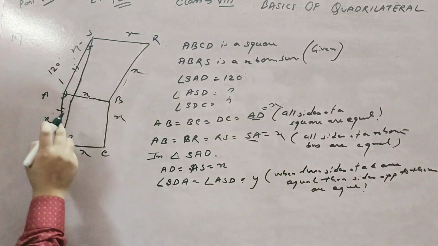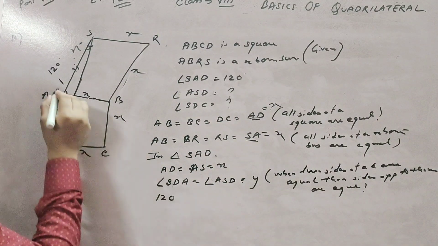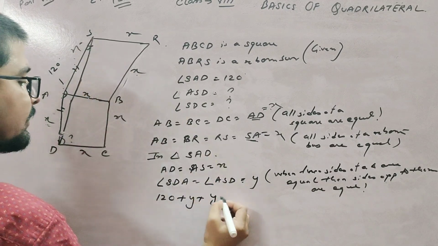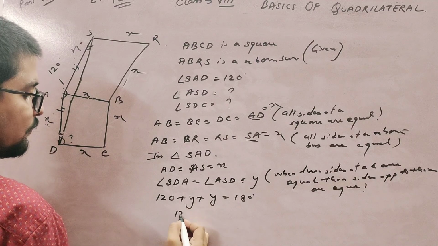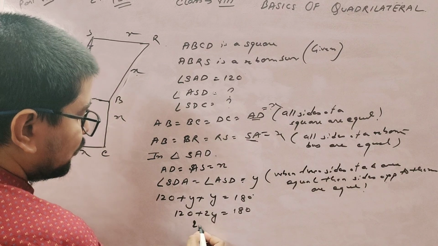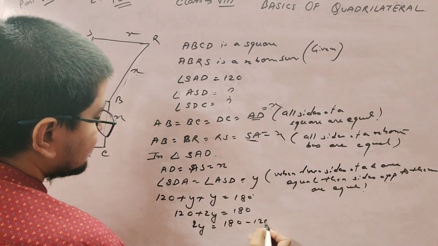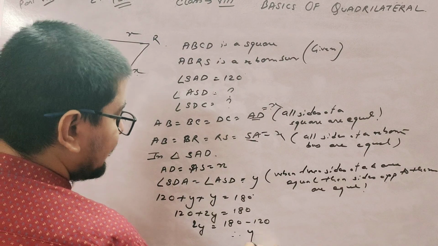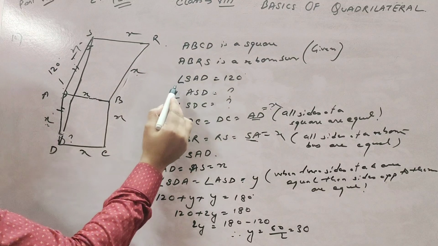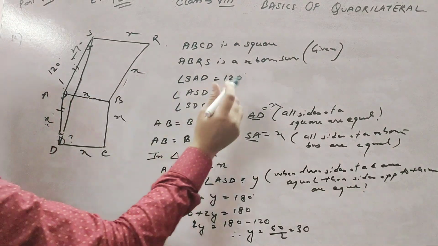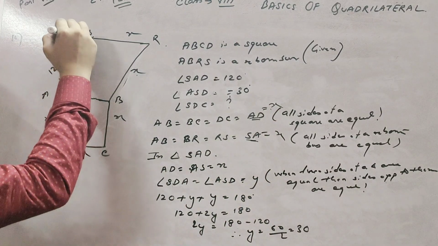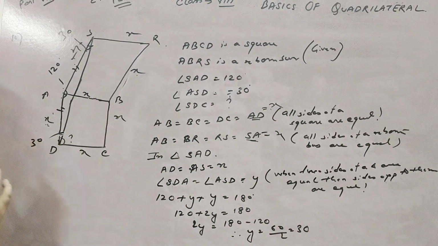So in this triangle this one is 120, this one we take y, and this one is y, sum equals 180 degree. So 120 plus 2y equals 180 degree. So 2y equals 180 minus 120. So therefore y equals 60 upon 2, that is 30 degree. So ASD, that means this one is 30 degree. Clear? This one is 30 degree, and this portion is also 30 degree.